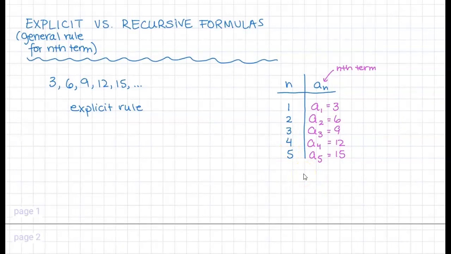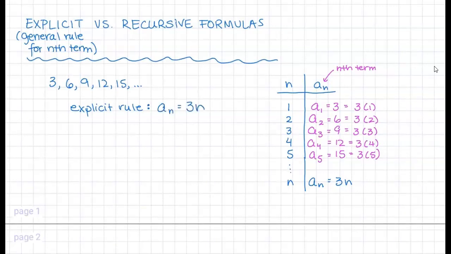In this case, it's pretty easy. 3 is the same thing as 3 times 1. 6 is 3 times 2. 9 is 3 times 3. 12 is 3 times 4. 15 is 3 times 5. So to find the first term, you multiply 1 times 3. To find the second term, you multiply 2 times 3. To find the fourth term, you multiply 4 times 3. So the nth term is 3 times n. And that's my explicit rule, explicit formula: A sub n equals 3n. Boom. There we go. That's all there is.